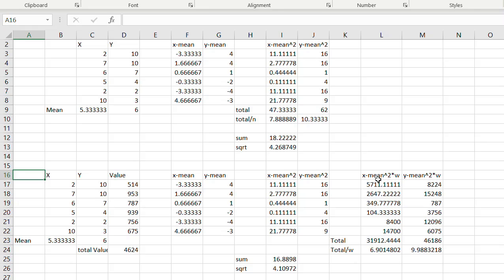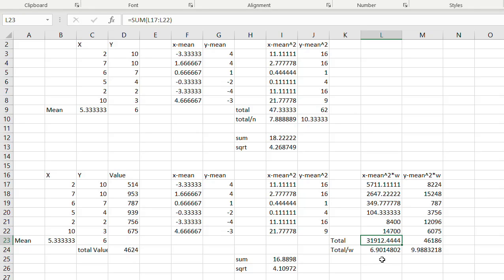The difference is this next step, where we take that squared difference and multiply it by this weight, which in this case is just the value here. So we just multiply this number by this value to get this. It's x minus the mean squared times w, and the same thing for the y: y minus the mean squared times w, for all of the x's. Then we get to here, where we sum up that squared difference times the weight. That's the first thing that's different, because we multiply by w.